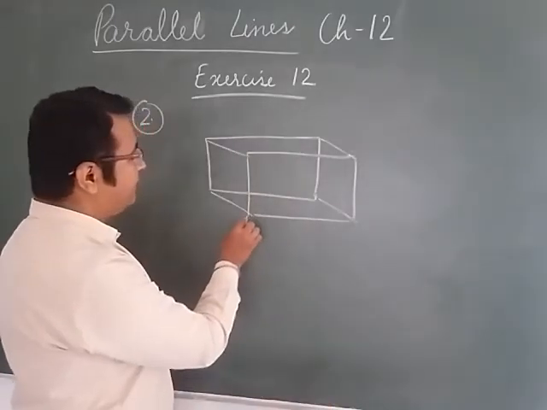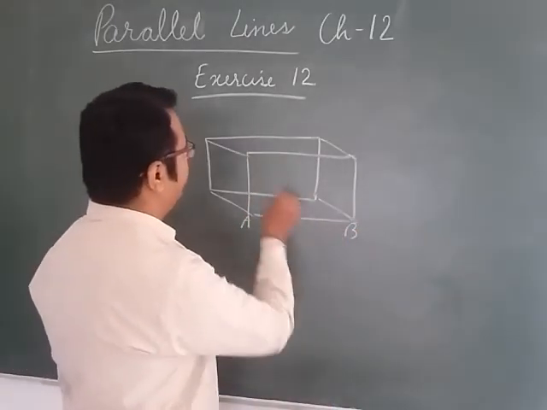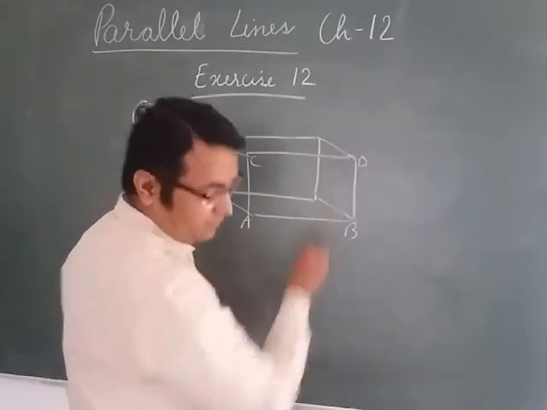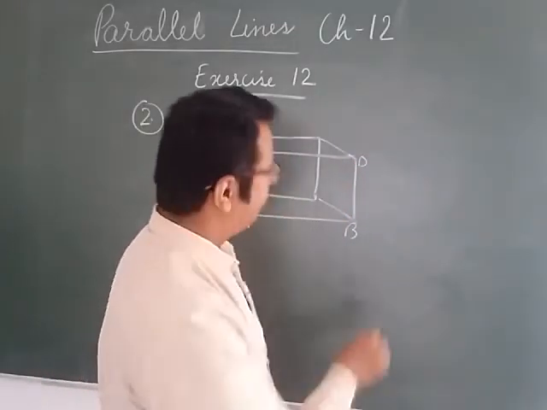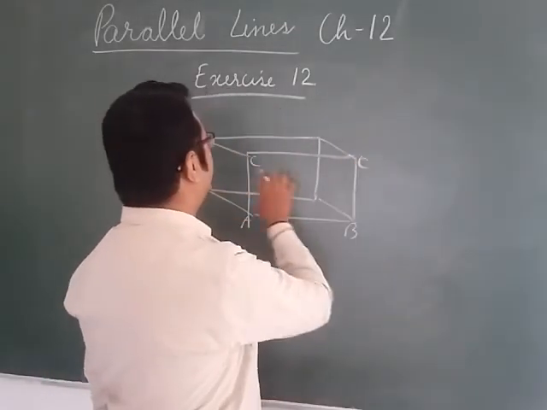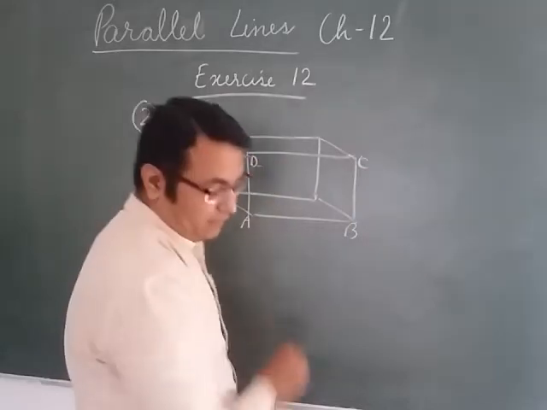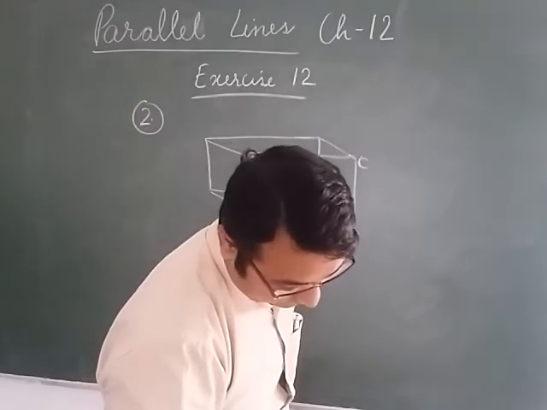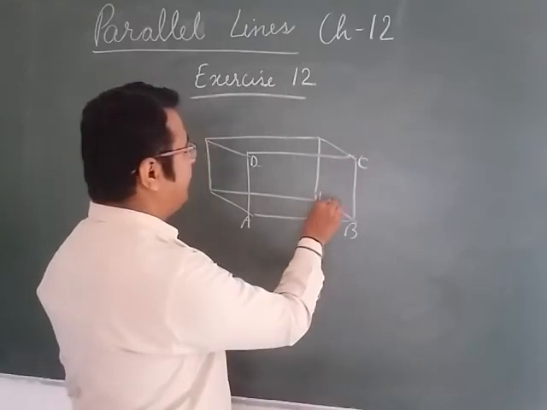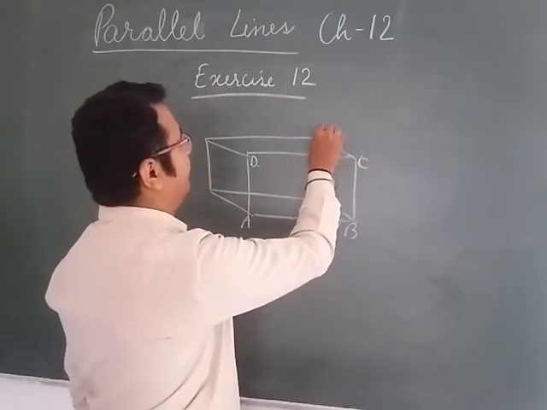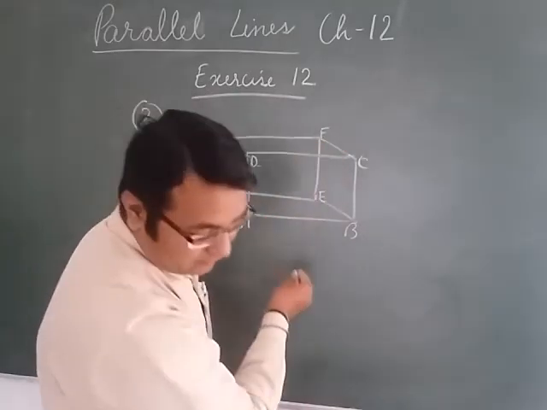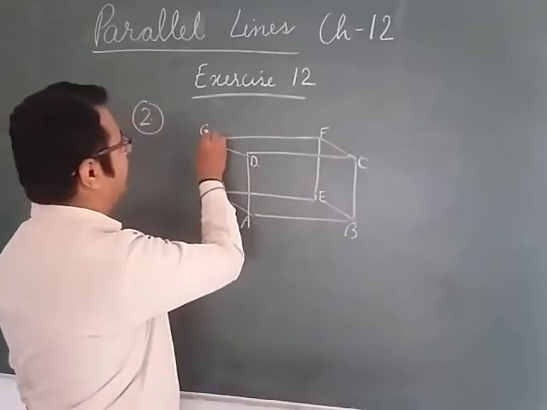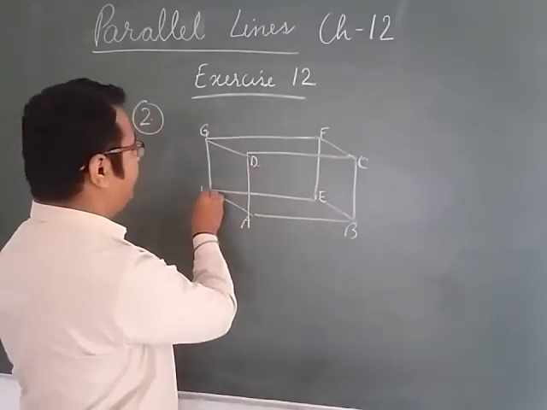Let's say these vertices are A, B, C, D. Let's take this as C and this as D. This is E, F, G, and this will be H.